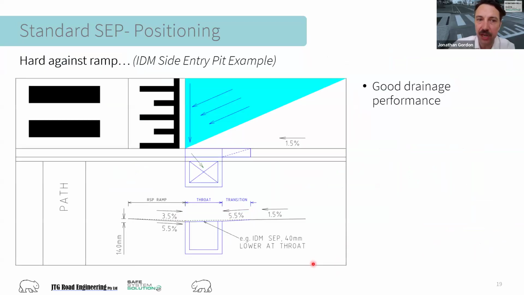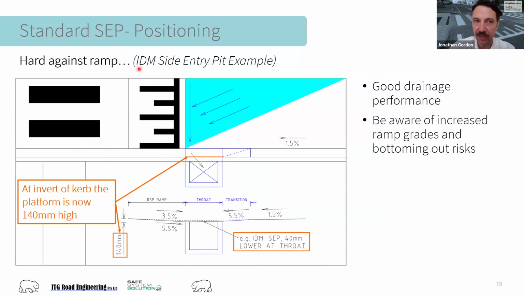Now, what I'd like to do is chat through these arrangements again with a little more detail about how it works in terms of operation for our raised safety platform. So here we agree that we've got good drainage performance for an arrangement hard against the toe of the ramp. But what's actually happening at the very invert that's been lowered at our raised safety platform, at the invert of curb? I'm using an example here from the industry design manual. It's 40 millimeters lower in this example at the throat. And what that means is that hard against the line of curb at the invert, we've created a platform that's actually 140 millimeters high. Hypothetically, I'm talking about a 100 millimeter high platform here.